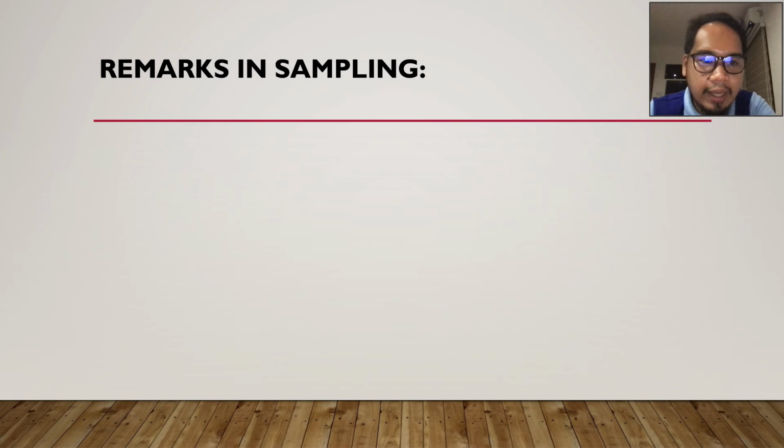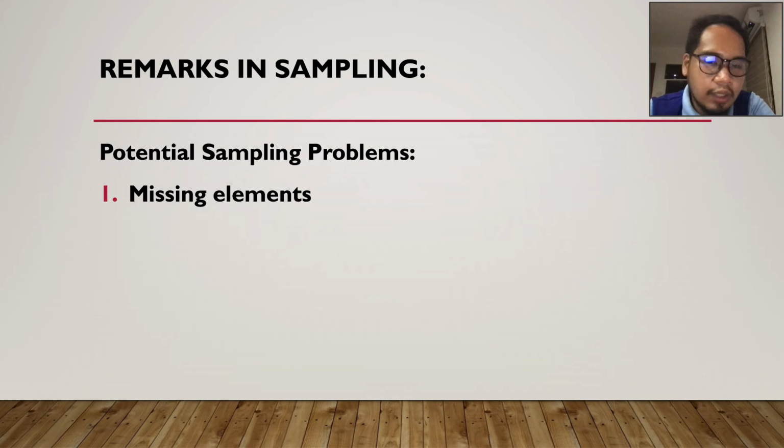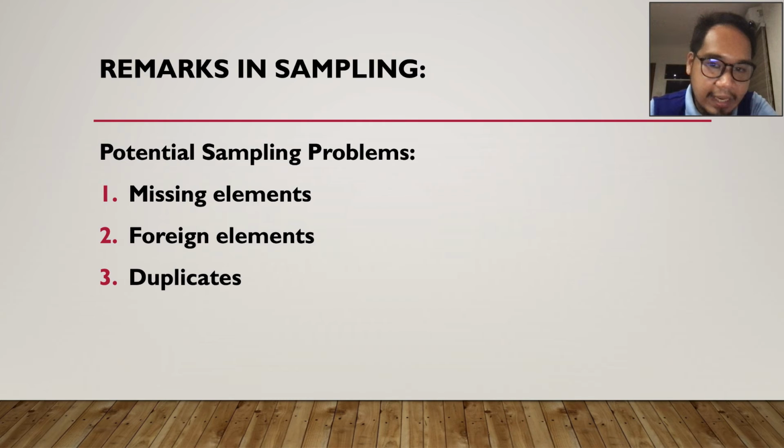Before we say goodbye to sampling, I would like to give some remarks on sampling first. We have potential sampling problems before we end. Take note that we may experience missing elements. Individuals must be in your sampling frame, but for some reason they are not. Imagine if you're using systematic sampling and there are missing elements there, it will have a bearing on your patterns in your systematic sampling.